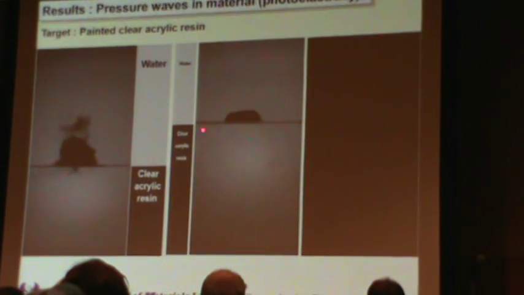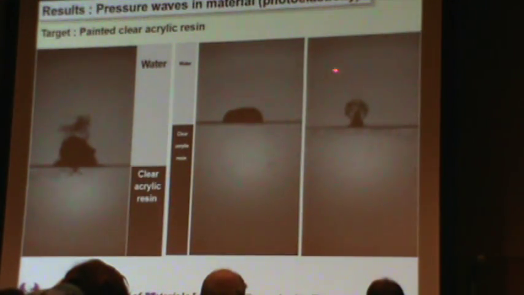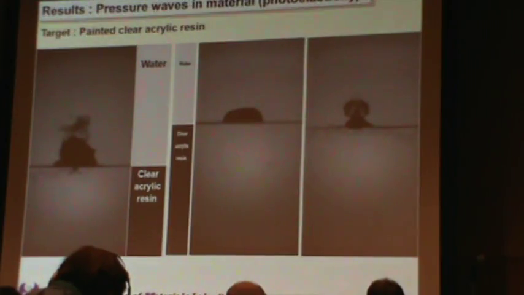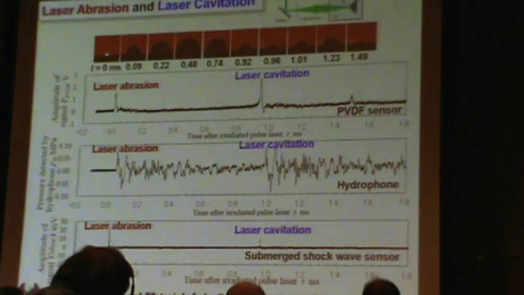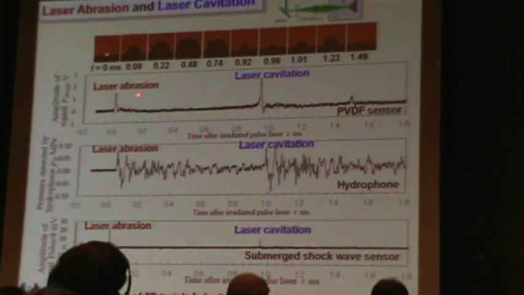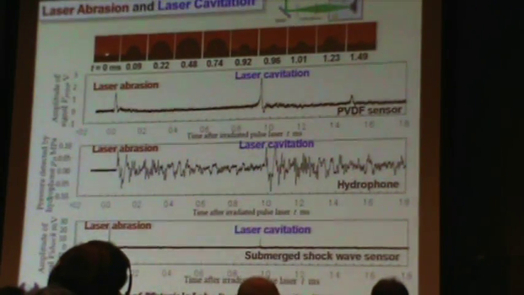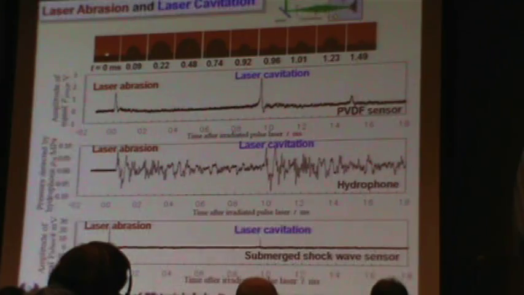In this case I use a clear acrylic resin because of photoelasticity. And the bubble collapses, and you can get the shock wave. I'd like to show some results measured with the PVDF film, to show the impact in the materials. I put a special sensor in the target.